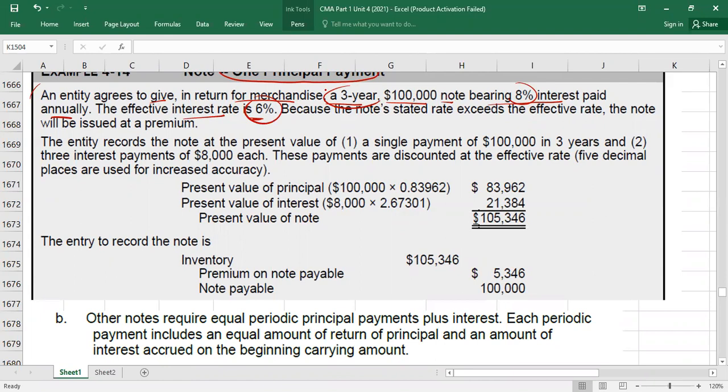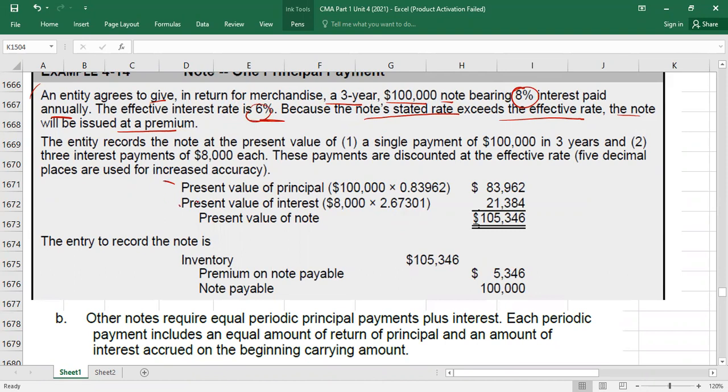You are understanding what I'm saying? It's a similar bond, but the word they used is only notes. Same accounting you will do. There you received cash when you issued; here you are receiving inventory when you issue the bonds. Cash will be replaced with the inventory only. So let's do the example, because I'm just discussing orally. The effective interest is 6%. Because the note's stated rate exceeds the effective rate, since stated rate is 8% and effective rate is 6%, the note will be issued at a premium.